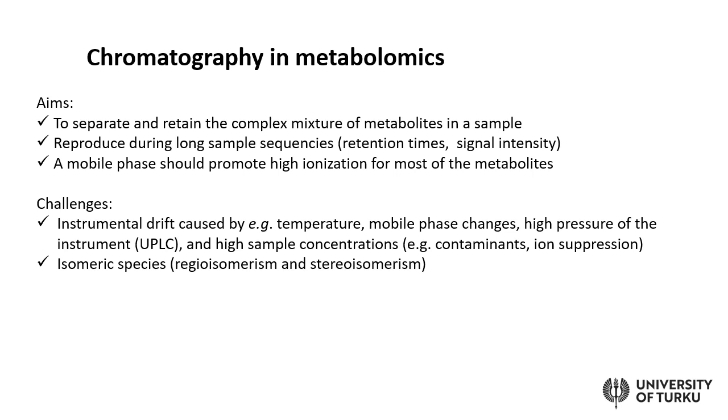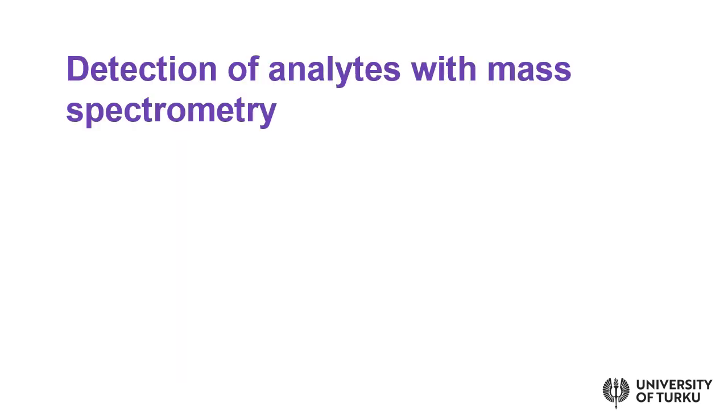So in these cases, when you collect the data, you are often actually collecting the information from more than one compound, even when your aim in chromatography is to separate all the analytes from each other. But if you have a lot of isomeric species in your samples, then it's challenging to get those separated properly.